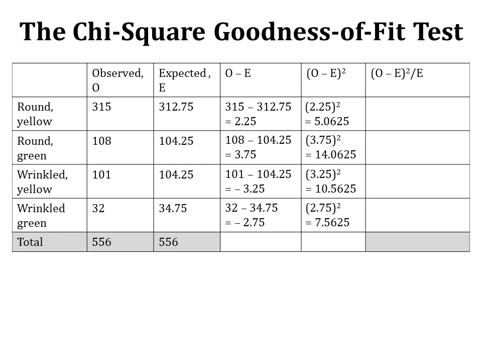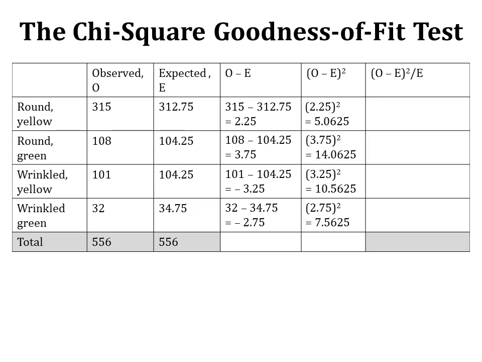of 2.25, and the square of 3.75, the difference between the observed and expected frequency of round green, then 3.25 square, the square of the difference between the observed and expected frequencies of wrinkled yellow, and then 2.75, which is the square of difference between the observed and expected frequencies of wrinkled green.